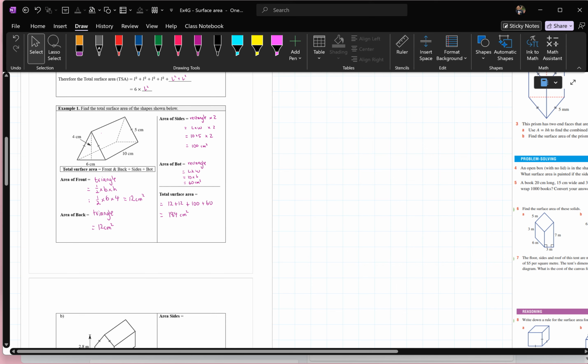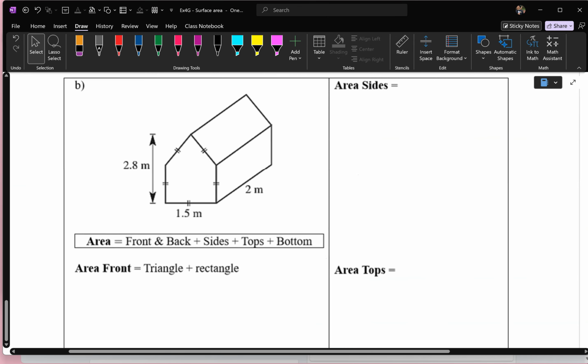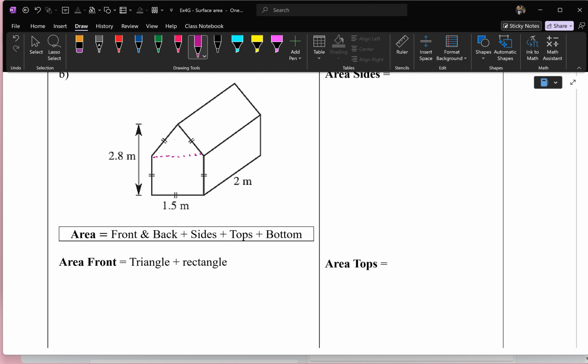That's the total surface area for a triangular prism of this particular scenario, and you can then do the same for this example. Okay, so this one's a bit more odd of a shape, but hopefully you can see that you can use composite shapes and split them up. You can see that you got a triangle, and then you got a rectangle here as well.